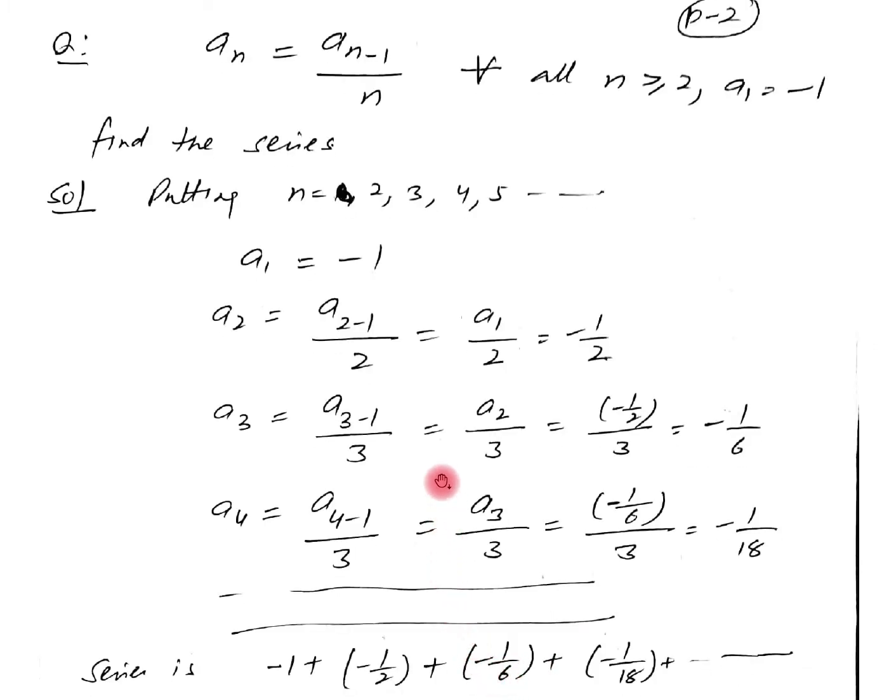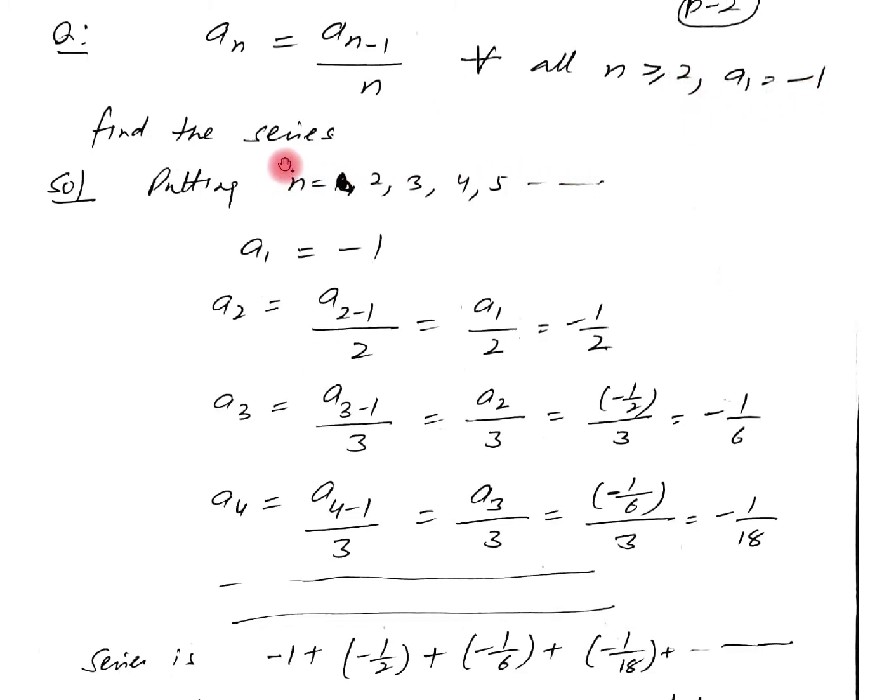Now let us see another question. Again a similar question is there. Now the nth term is given, an equal to a(n minus 1) upon n for all n greater than or equal to 2, and a1 equal to minus 1. Find the series. Now the formula for the nth term is valid when n is greater than or equal to 2. Here a1 is given to be minus 1. Now putting n equal to 2, 3, 4, 5 and so on.